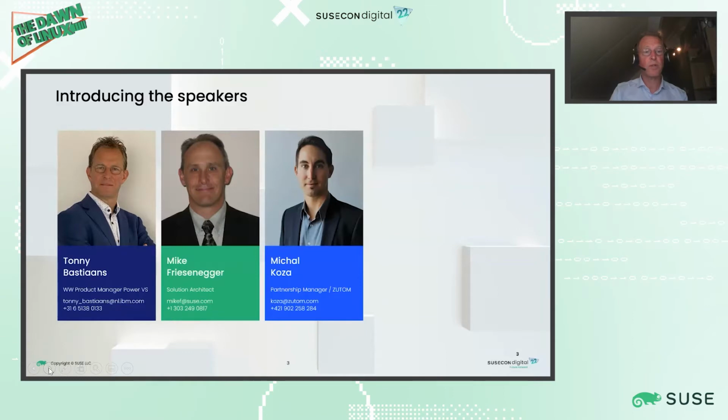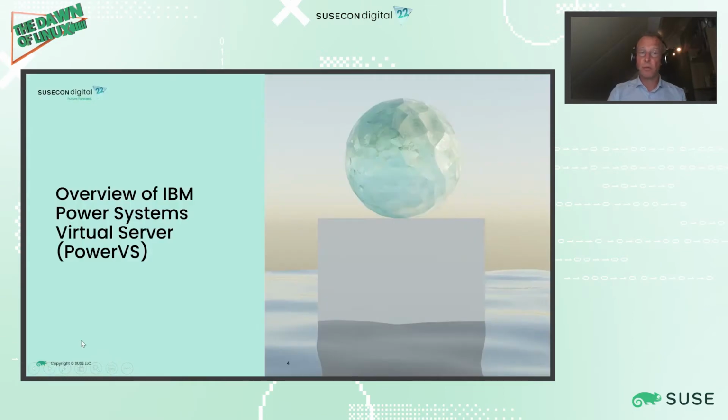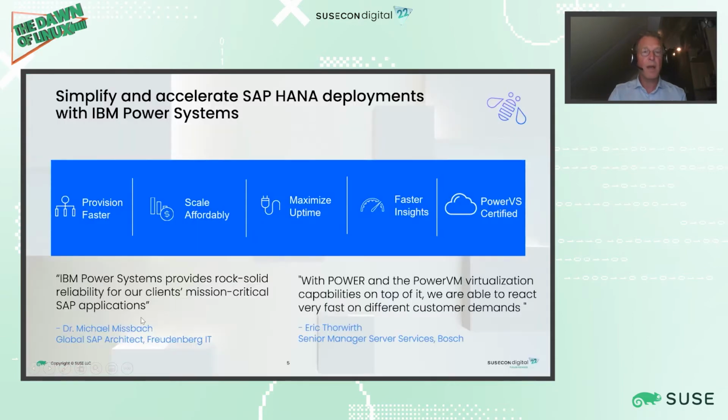Let's start with the introduction, an overview of Power Virtual Server and a wider discussion about Power Systems and why it's good for SAP HANA. IBM Power Systems allow customers to accelerate and simplify deployments of SAP workloads. This brings economic value towards our customers. Let's dive a little bit deeper on that one.